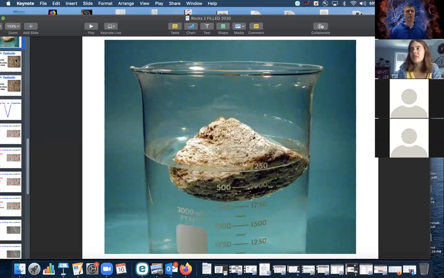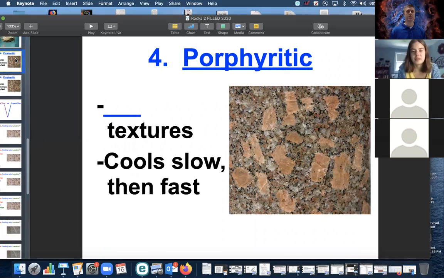The fourth texture, this one's kind of an oddball. It's not super common, and we probably won't talk about it that much, but the texture is called porphyritic, and it actually has two textures because when the magma starts to cool, it's magma, so it's intrusive.